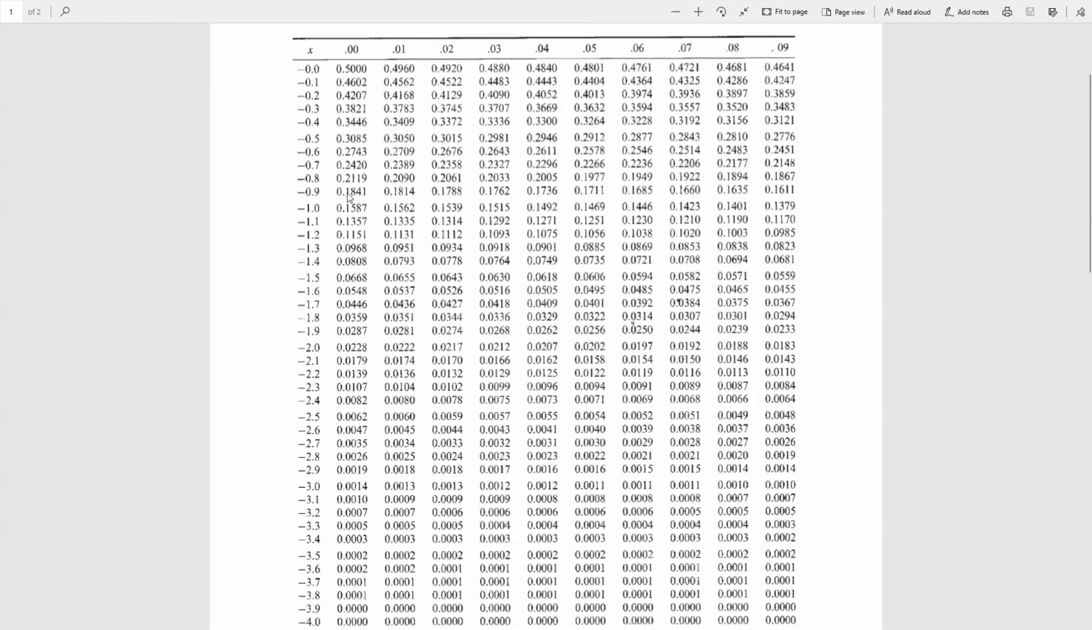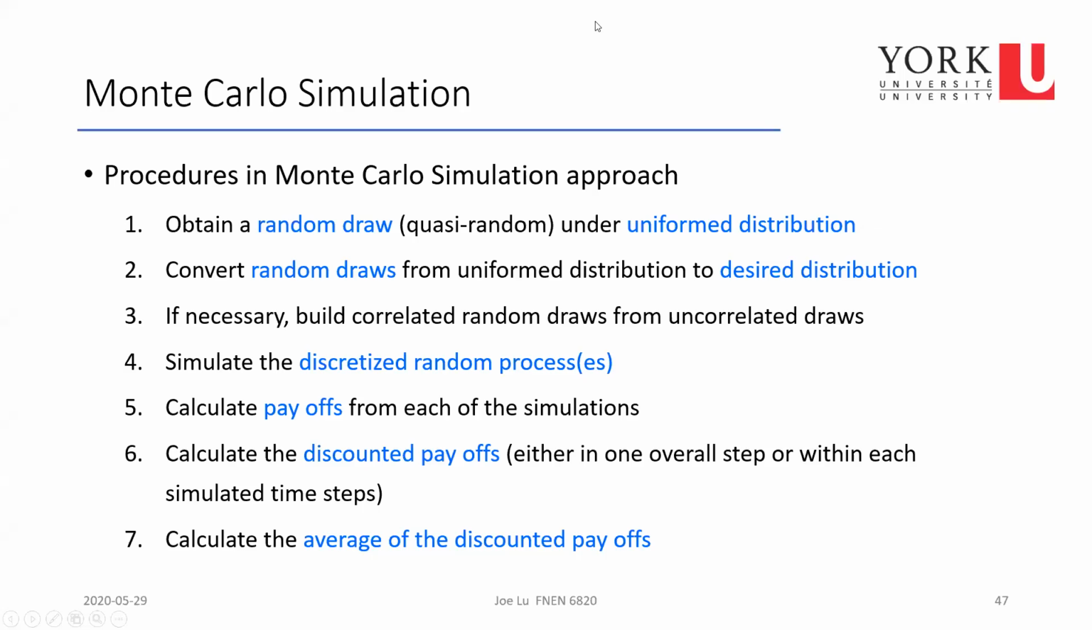Also, if you draw, say, a number that is 0.1788, you know that you are 0.92 standard deviation away from the mean. So here you're on the left. Then for those numbers that we have, say 2 standard deviations away, for example, you just multiply by volatility. Then you get your random shock, right?